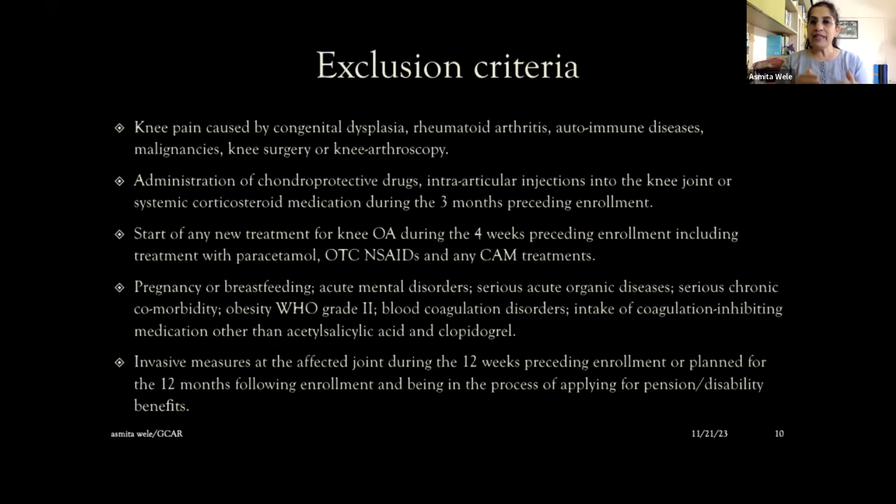When we write inclusion criteria, it is based on the diagnostic parameters, and when we write excluding criteria, it is certain confounding diseases and people who are taking other treatments which can interact or which can bias the results.